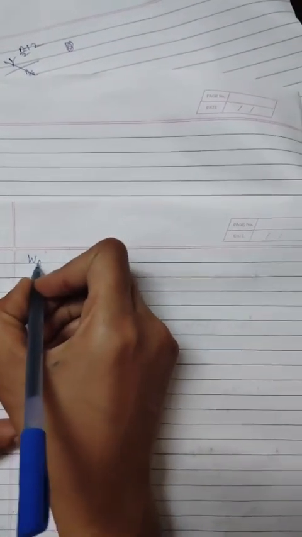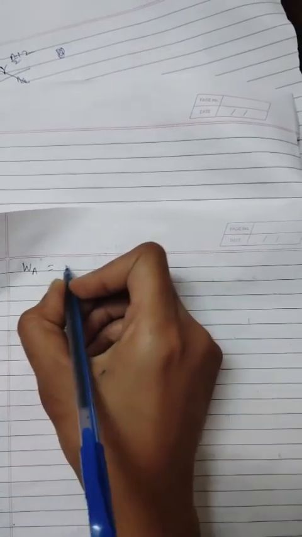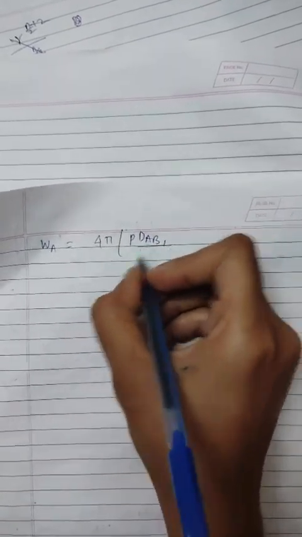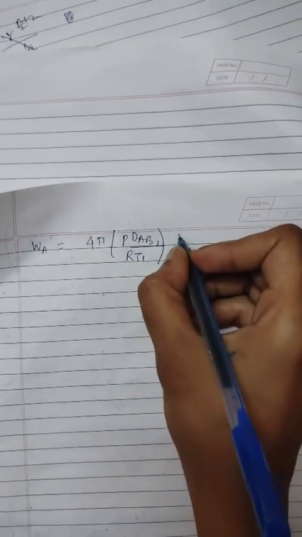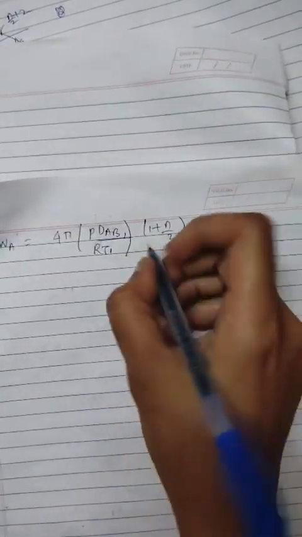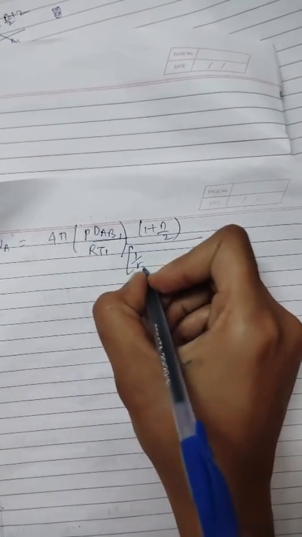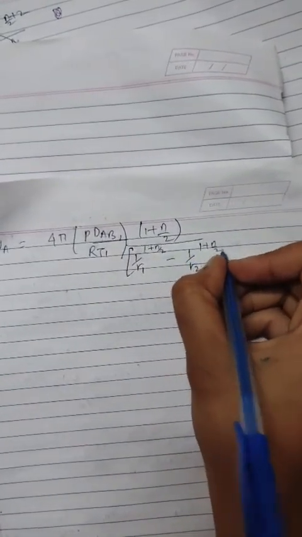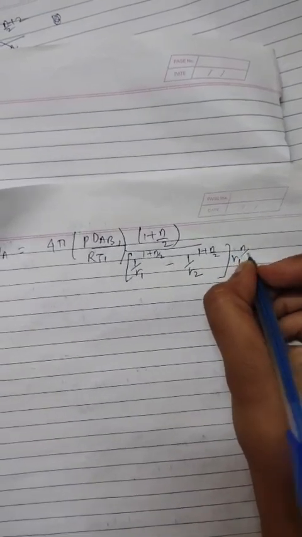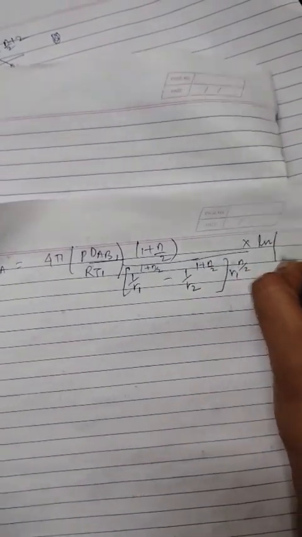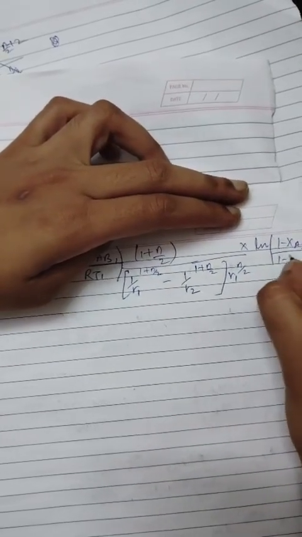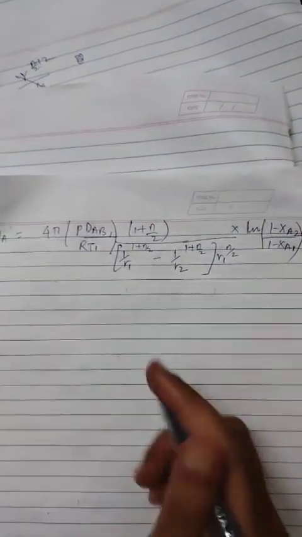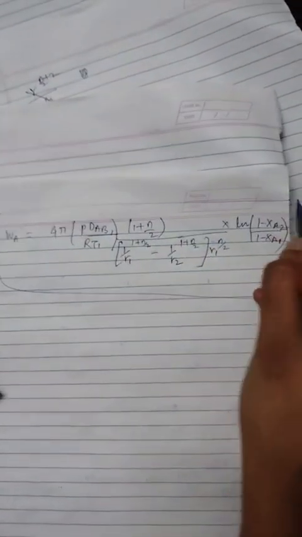So rate of mass transfer through the bubble surface would be 4 pi PDAB1 upon RT1 into (1 plus n by 2) whole upon [1 upon r1 raised to 1 plus n by 2 minus 1 upon r2 raised to 1 plus n by 2] into r1 raised to n by 2 into ln (1 minus xa2 upon 1 minus xa1). This is the final equation for mass transfer through the bubble.